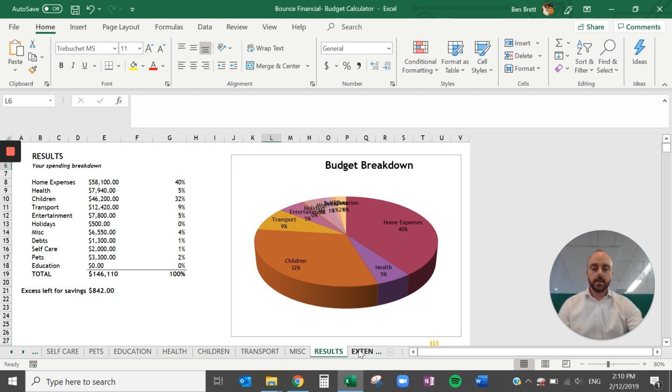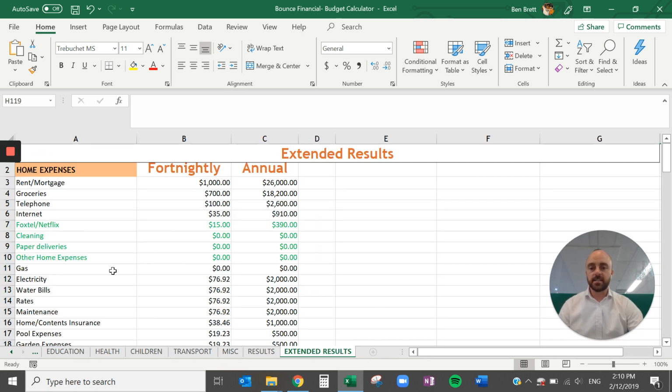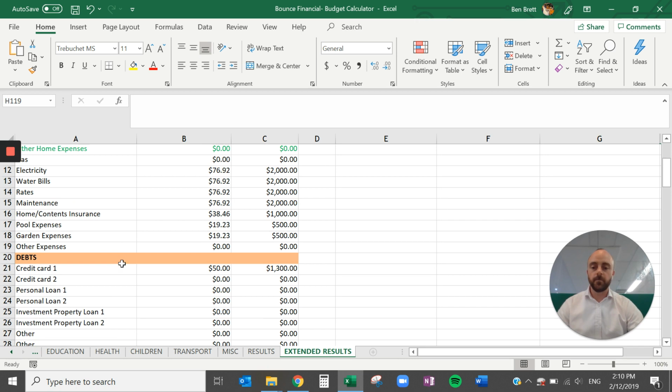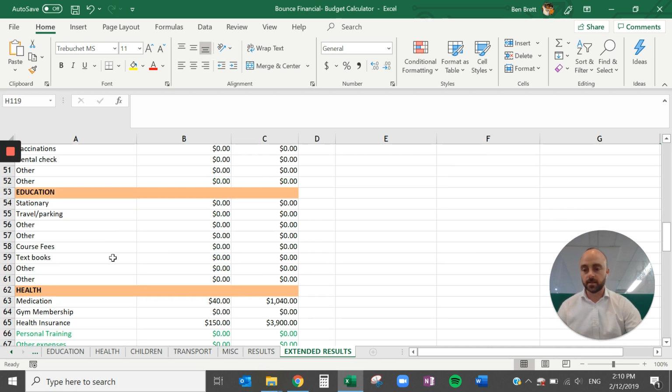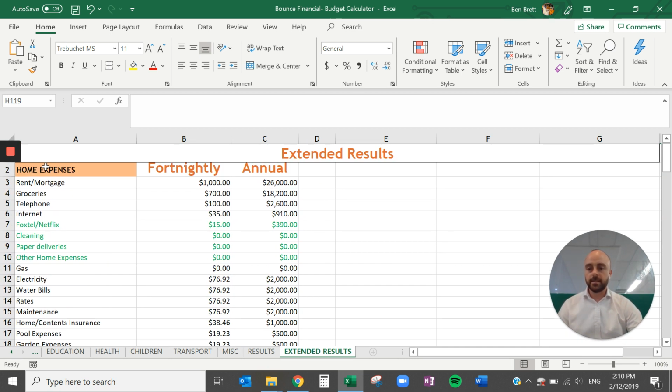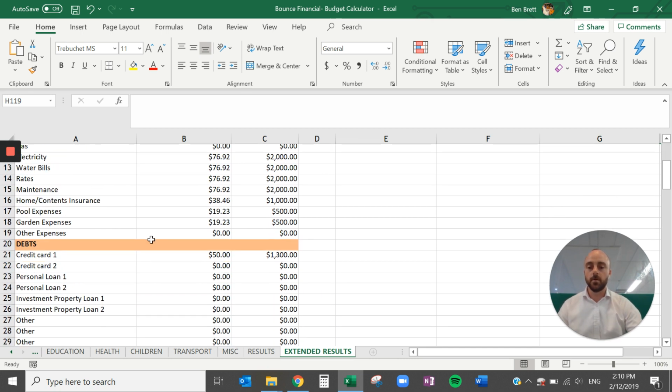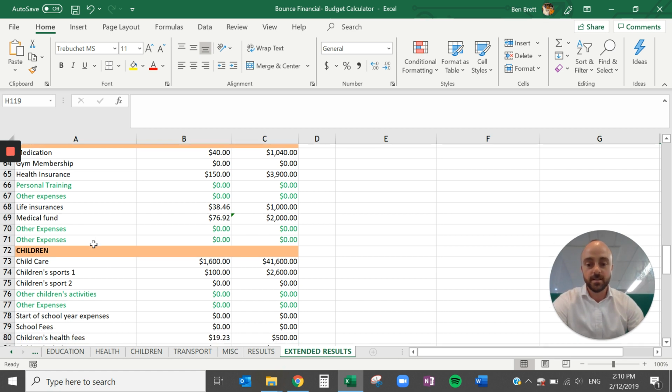Okay, cool. This brings us to the last screen, which is extended results. We use this for the purpose of providing our financial advice. This is a breakdown of their home expenses fortnightly and annually. And what we'll do is we'll copy and paste this and put this into your advice.